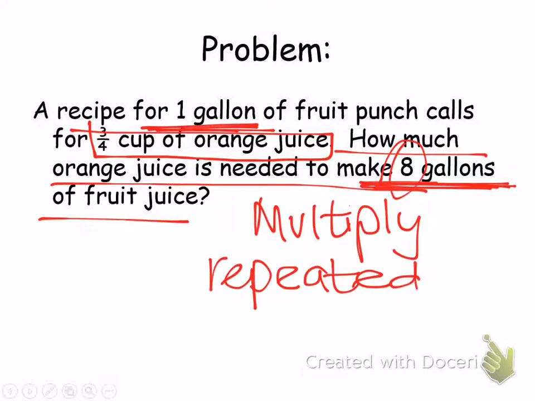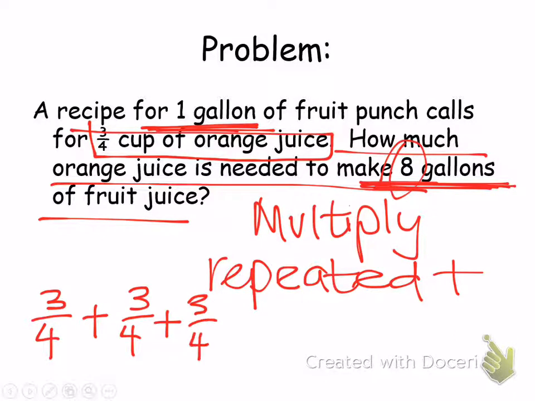The number that I would use in order to repeat the addition would be my 3/4, because I need 3/4 for each gallon that I'm going to make. So I'm making 8 gallons total. The first one we're going to do is repeated addition. So in your notes, include this: 3/4 plus 3/4. I have to write it down a total of 8 times in order to solve the entire problem for repeated addition.